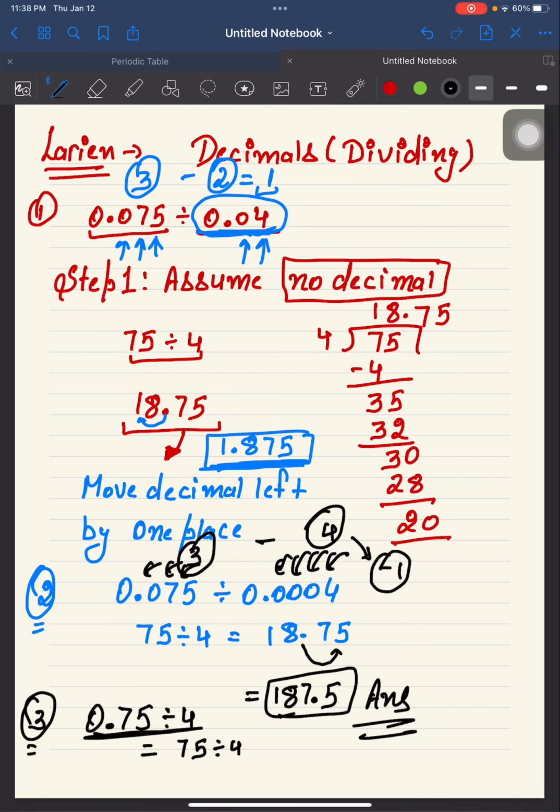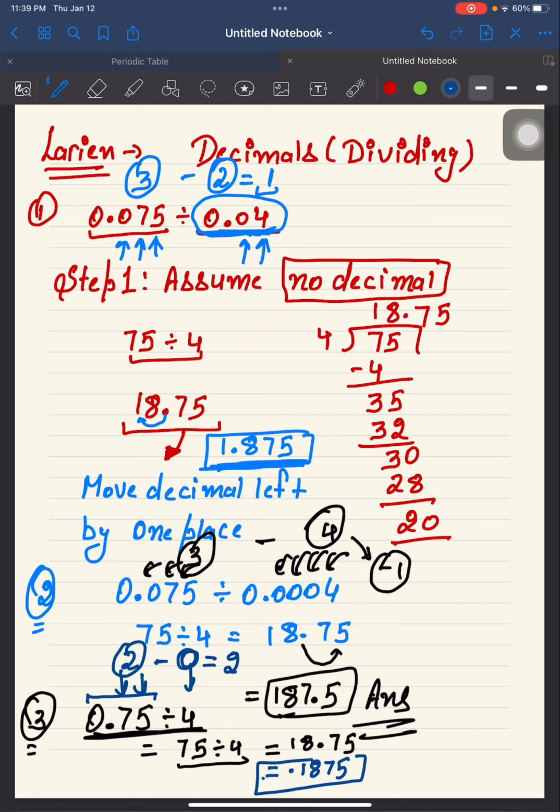We have a decimal here, and on the other side we have a whole number. Same thing, we will assume as if there is no decimal, and divide them. We'll get 18.75. Now again we will count decimal places. So how to do the counting this time? We can see for the first number, the decimal is after 2 places. First place, second place. And for the second number, there is no decimal, so 0 decimal places. 2 minus 0 will become 2. So now it's a positive 2, so I will move my decimal 2 places to the left. Hence my answer will be 0.1875. This is my final answer for this division.